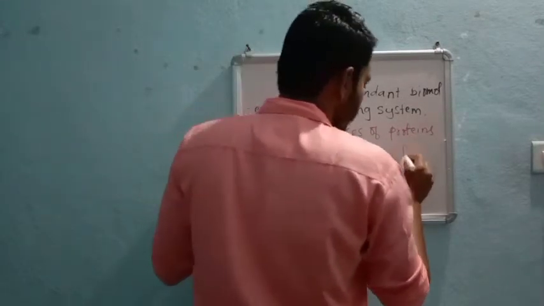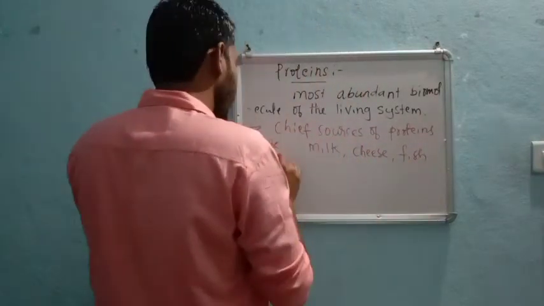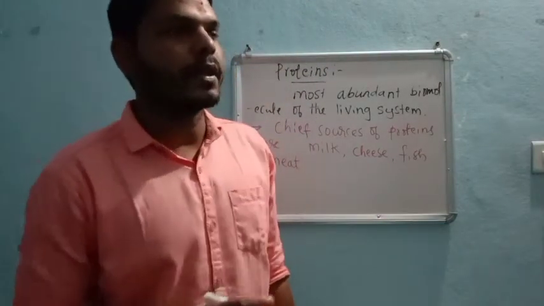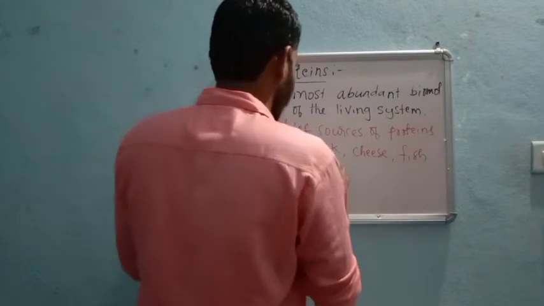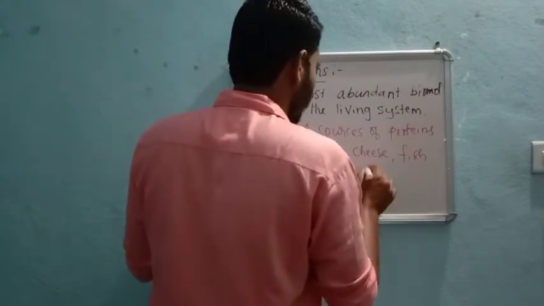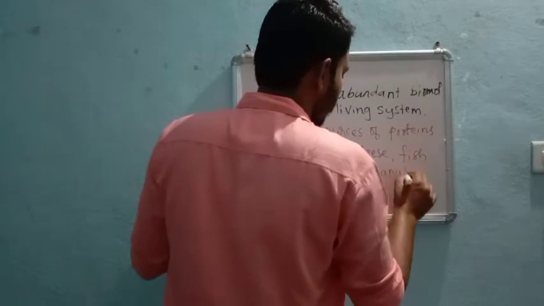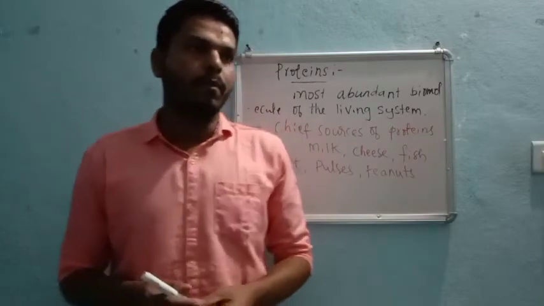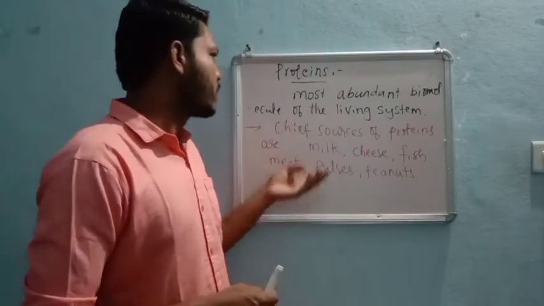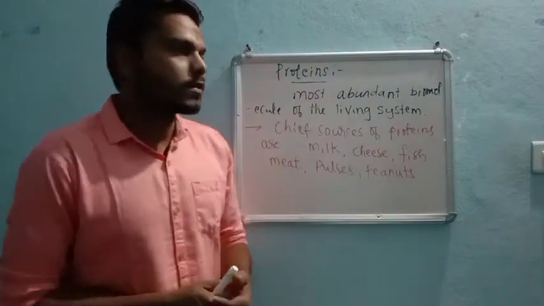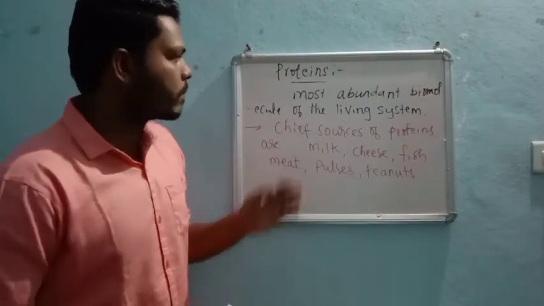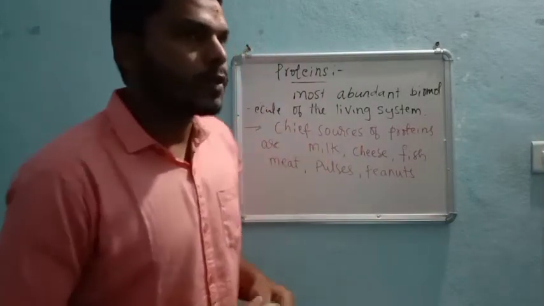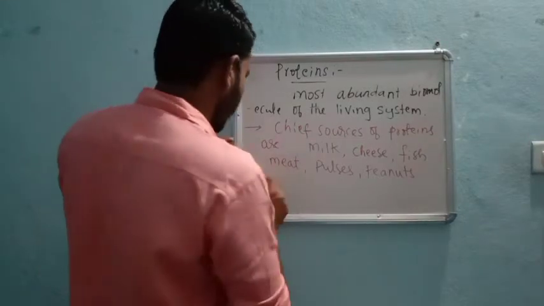And then fish, meat, right? These are the cheap sources, and pulses, peanuts. If you know, you can add some more sources, right? We have more sources of protein. Why? Because it is a very important part of our body, and this protein plays a very important role, right? Next point, they occur.